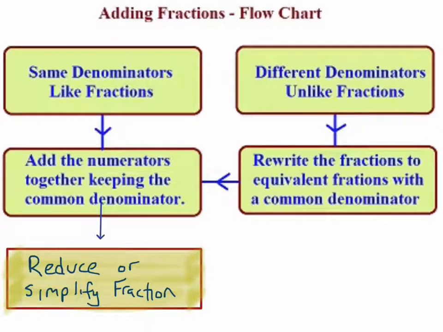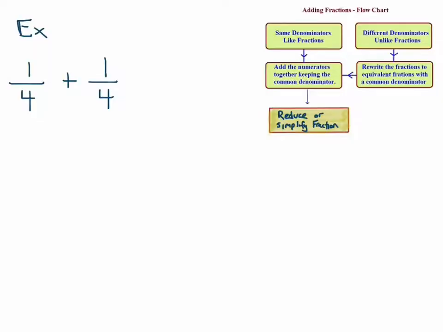Sorry about that. I got rid of those steps. Alright, so let's look at a problem. Alright, so here's an example. Let's look at this example. What's going on? We're looking at this one because we have the same denominator, so we're going to add the numerators. So this would equal 1/4 plus 1/4 would equal 2/4.